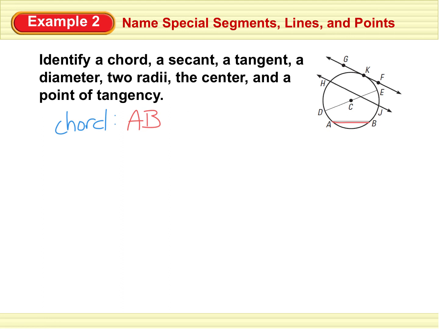What about the secant line? What's a secant line? What's the definition? Touches the circle. Wait, no. Secant goes through. Secant sees through. So which line goes through the circle? HJ.